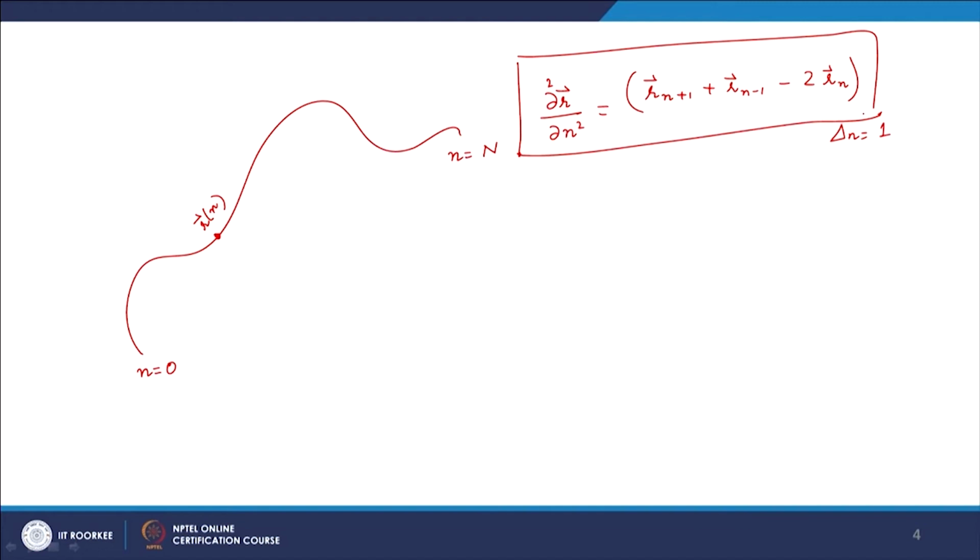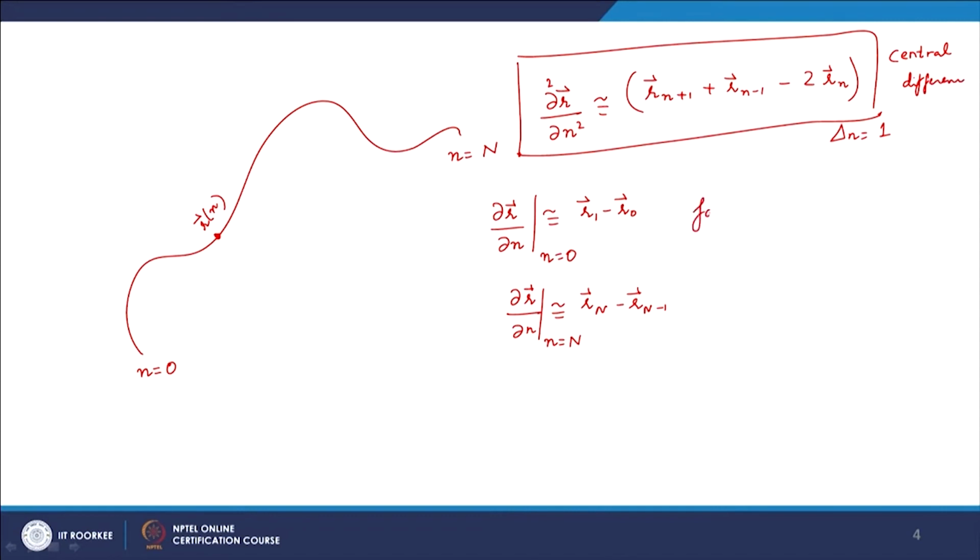and then we can write for the two ends the first derivatives. So, ∂R/∂n is equal to R1 minus R0, again Δn is equal to 1 for n equal to 0, and then ∂R/∂n for n equal to capital N has to be RN minus RN-1. These are approximations, by the way. This is like a central difference approximation. This is a forward difference, and this is a backward difference.